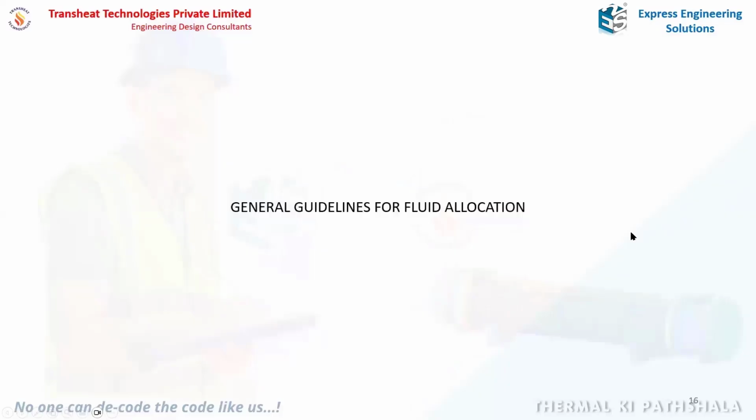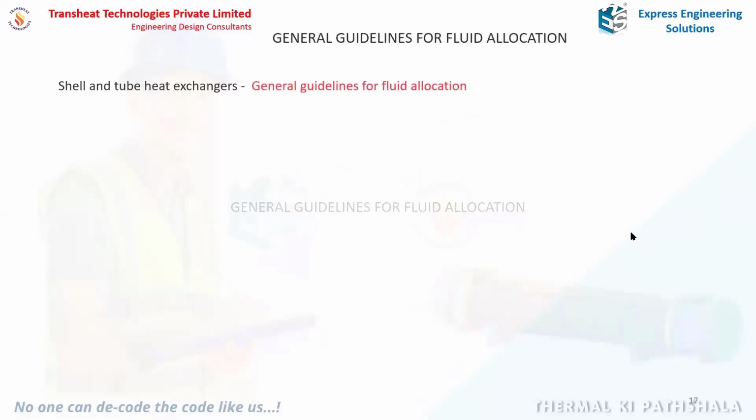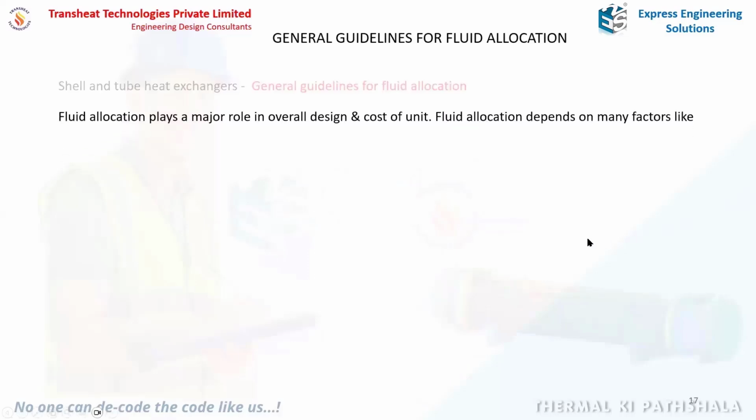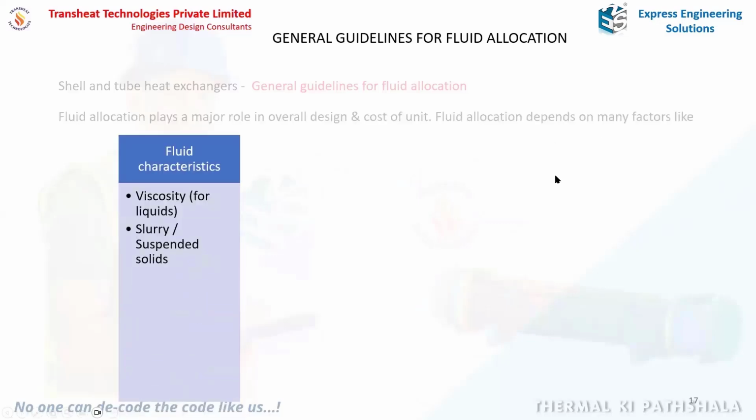Now, fluid allocation is very important because it plays a major role in your design, in the size of the unit, which again directly impacts the cost of the unit. Fluid allocation depends on many factors. A few of them are fluid characteristics, like the fluid can be with high viscosity. Then on which side should the fluid go? If one of the fluids is slurry or has suspended solids, where should we put it? Should we put it on the shell side or on the tube side?